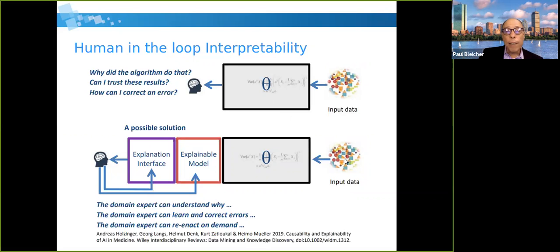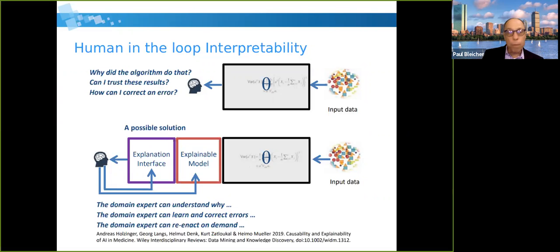So you'd rather have something which had an explainable model associated with it and an explainable interface so that a domain expert can understand why the model made a particular decision. The domain expert can learn and correct the errors in the model and adjust the model, and they can reenact the model on demand.